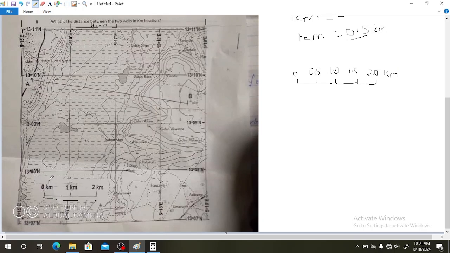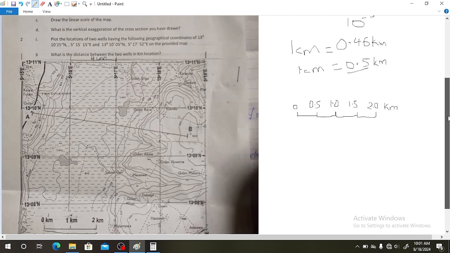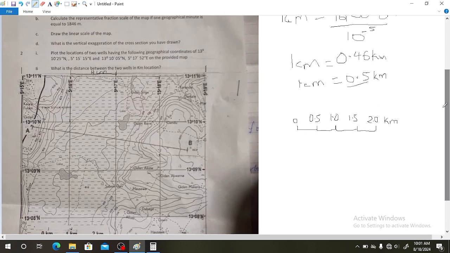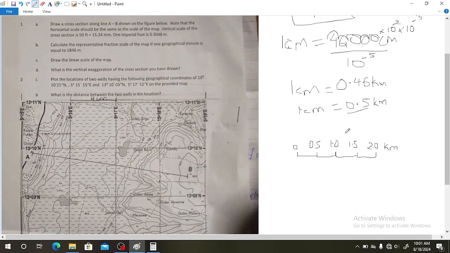You mustn't do it the way they did it here. You see everywhere they put kilometer. But yours, you can just decide to put kilometer or just 1 kilometer at the end, and it will settle everything. I hope you get what I'm saying. This is the linear scale of this map based on the fractional scale we have gotten earlier. So thank you guys.